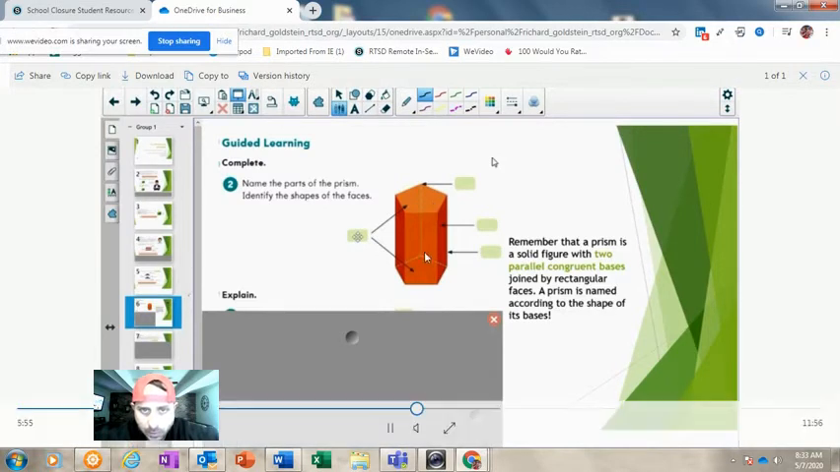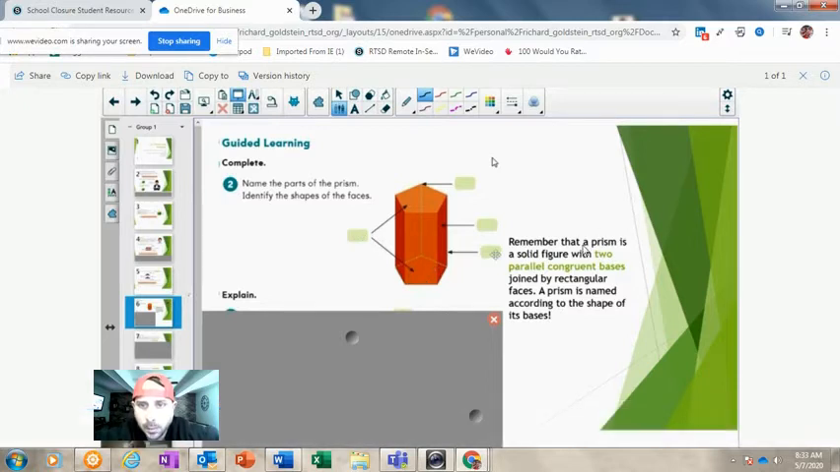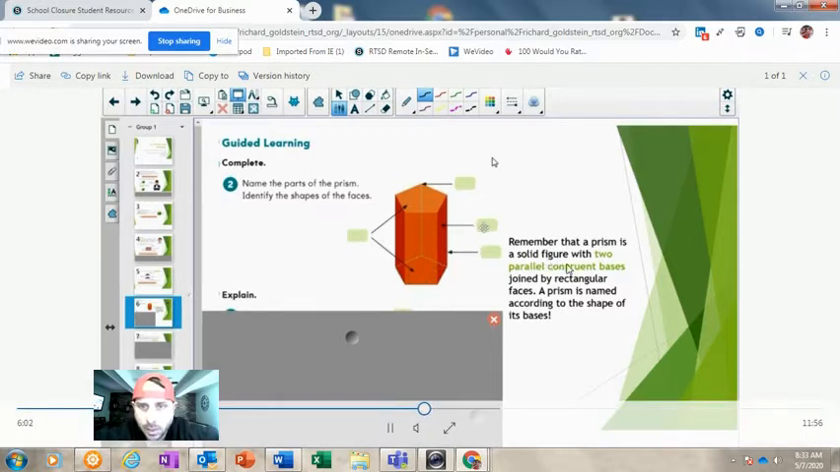What shape does this look like? And remember, prisms are solid figures with 2 parallel and congruent bases joined by rectangular faces. So you see the rectangles going around this figure, and then the 2 bases that are congruent, so they're the same size and same shape and parallel to each other.